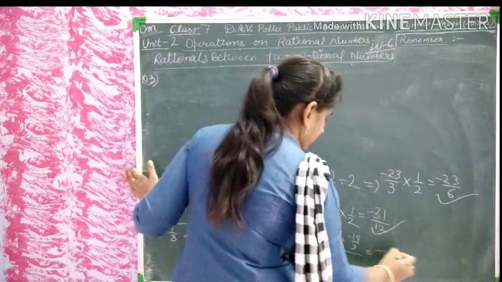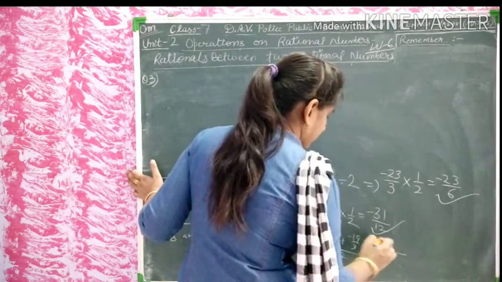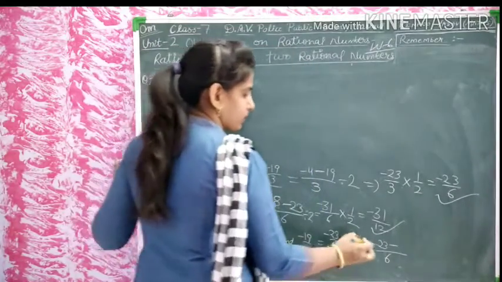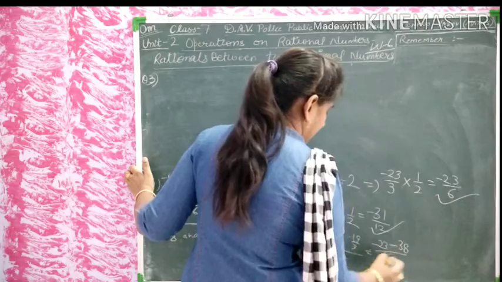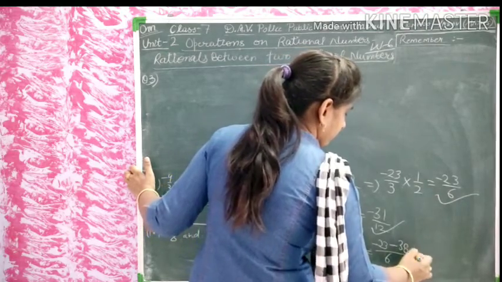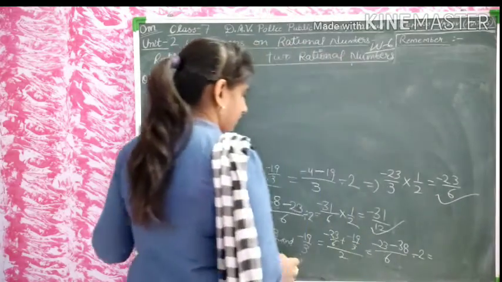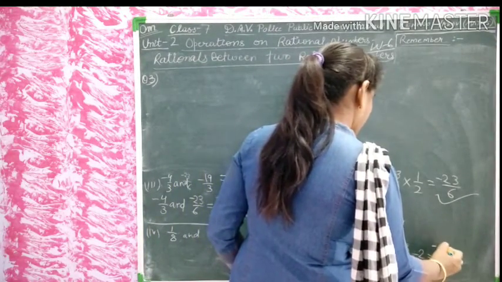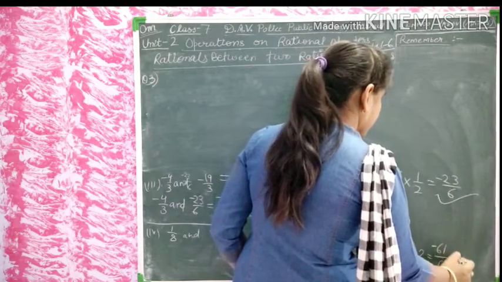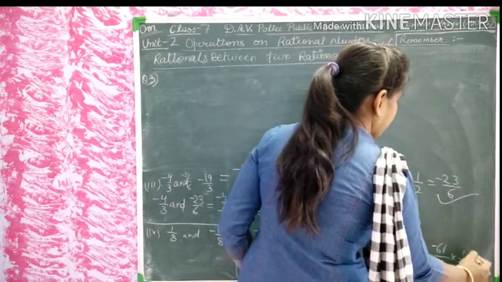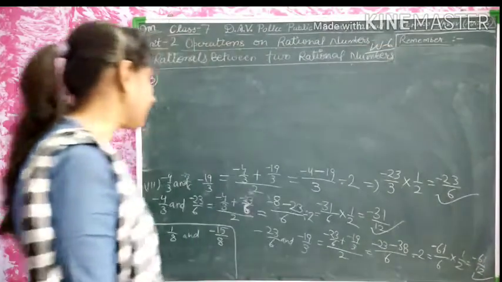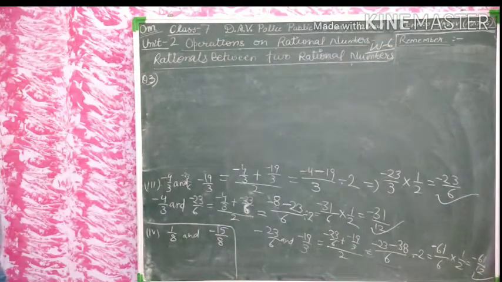Now again, the LCM is 6. Minus 2 by 3 plus minus 5 by 6. Divide 6 by 3, 3 twos are 6, minus 3 by 8, and it will be divided by 2. And we will get here minus 61 divided by 6 into 1 by 2, and it will become minus 61 divided by 12. One number we will get here between these two numbers: minus 61 divided by 12.